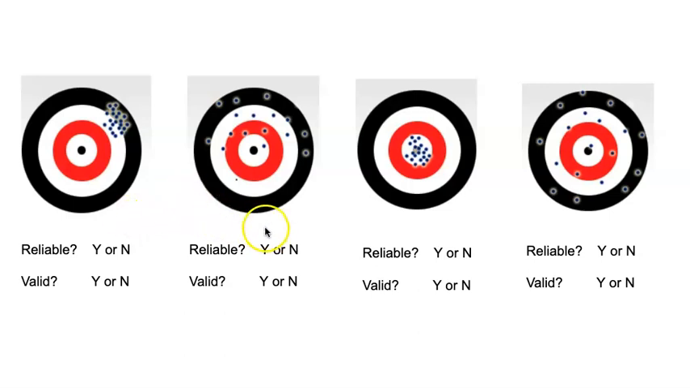Now the next one. Reliability. Is it being consistent over time? Is it valid? Is it measuring what it is that we want to measure? And you have this one. Again, is it consistent over time? Is it measuring what it is we want to measure? And then you have this one. Is it consistent over time? And is it measuring what it is that we want to measure?